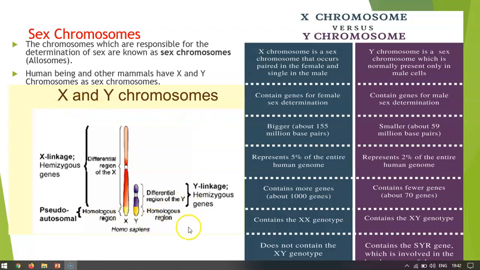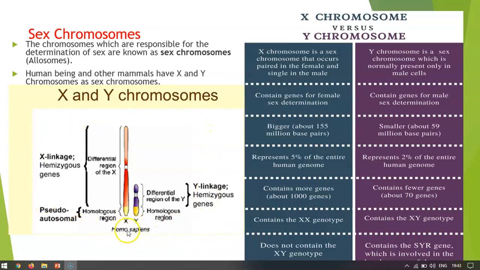The diagram itself is explaining this particular point. It represents 5% of the entire human genome. It represents only 2% of the entire genome. This contains more genes. This contains fewer genes. It is obvious from the diagram. This contains the XX genotype. This contains the XY genotype.